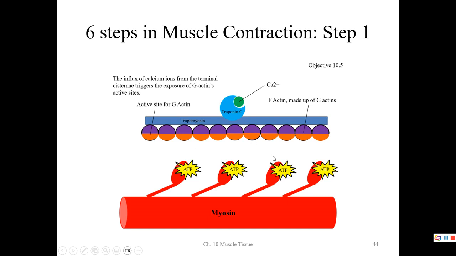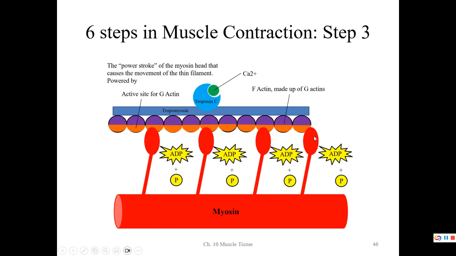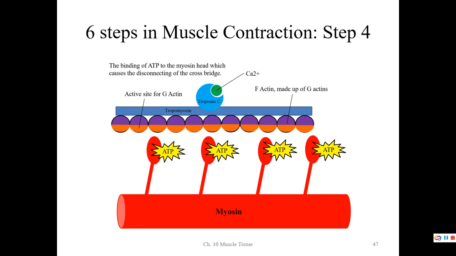So myosin, who's high energy, is going to reach out and form a cross bridge. Now it's loaded with ATP energy. So this ATP energy, as soon as it cross bridges, you will form a power stroke, and that will break down ATP. ATP is literally hydrolyzed here, and the ATP is consumed for that power stroke to happen. So what has to happen? We have to give ATP to the myosin heads to break the cross bridge.